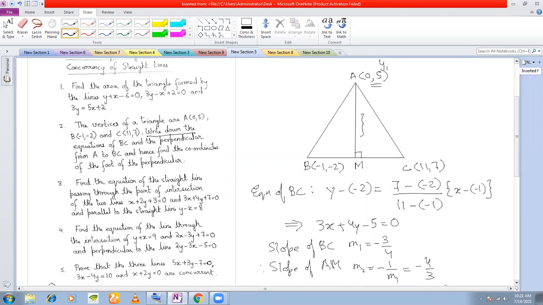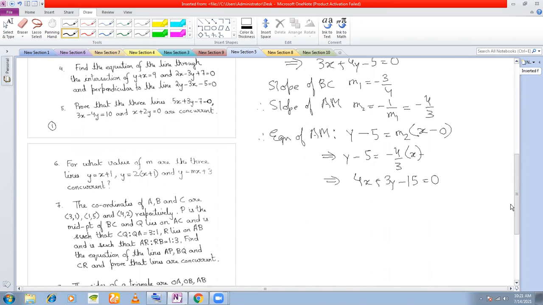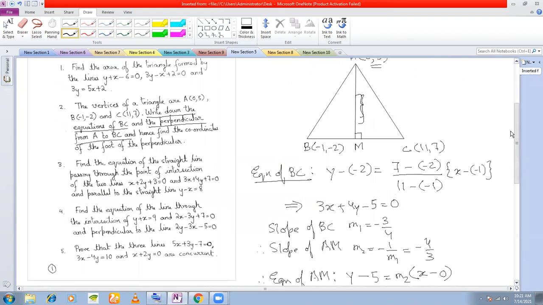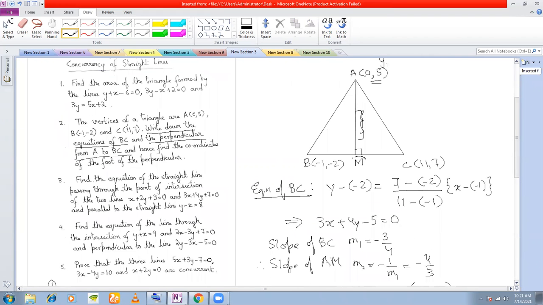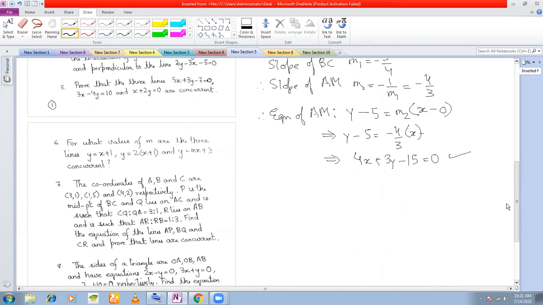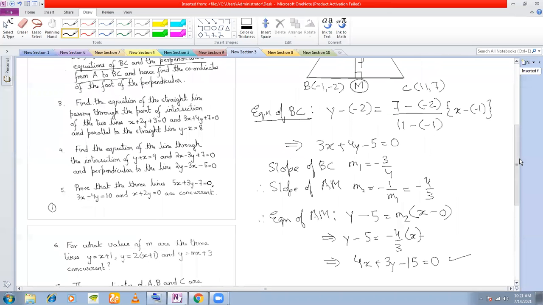The first part of the question was the equation of BC, and we have found it. Then the perpendicular from A to BC, that is AM, and we have found the equation of AM also. The second part is also done. They are also asking you to find the coordinates of the foot of the perpendicular, that is the coordinates of M. What is M? M is the point of intersection of BC and AM, so we solve these two equations that we have got.